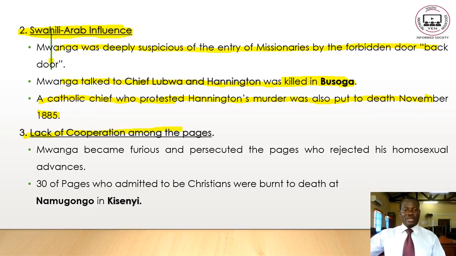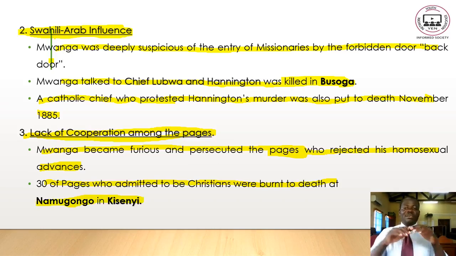And also lack of cooperation among the pages. So Mwanga became furious and persecuted the pages at the king's court, who rejected his homosexual advances. So Mwanga, as we are saying, was advancing homosexuality. Men are marrying men or sleeping with men. So 30 of the pages who admitted to be Christians were burnt to death at Namugongo in Kisenyi. So we see that he had his own views which were contrary to Christianity and the beliefs that many others accepted in his kingdom.